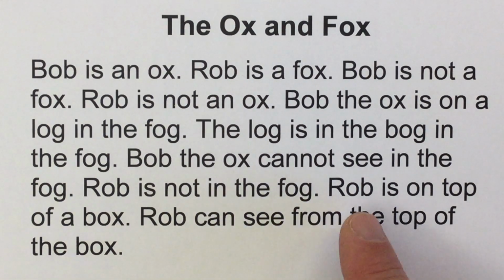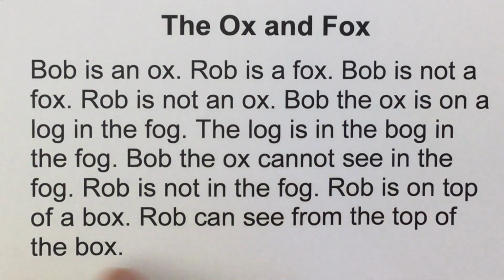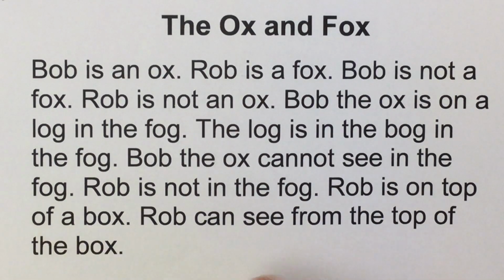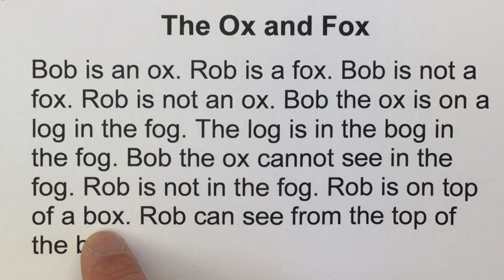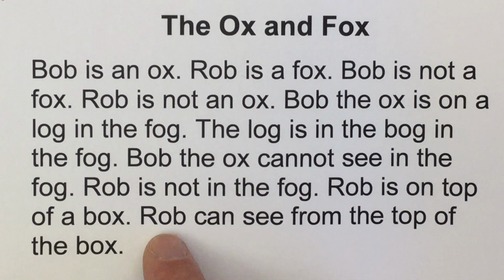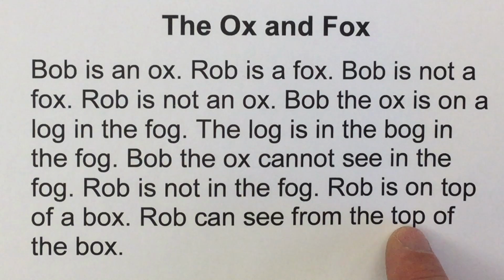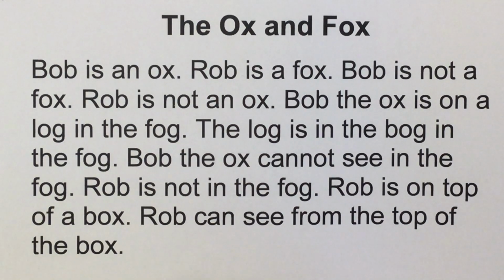Mr. C's turn. Rob is on top of a box. Your turn. Mr. C's turn. Rob can see from the top of the box. Your turn.